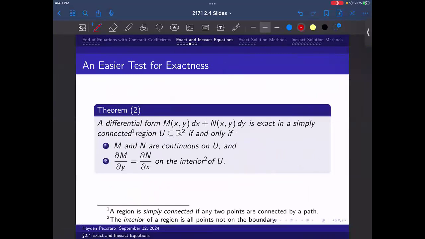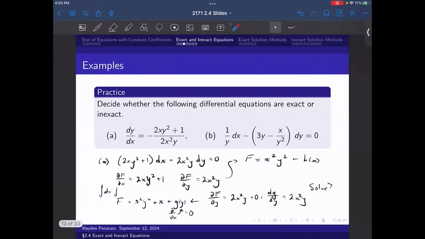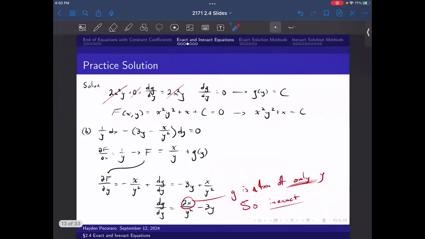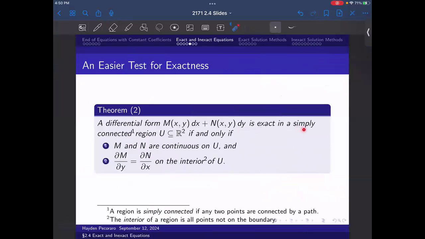I can say, all right, well, if these functions are continuous, and let's go back for a second. This is continuous, this is continuous, this and this are almost everywhere continuous. Just y equals 0 is a problem. And exact in a simply connected region, this just means away from that y equals 0 place. So simply connected means something that looks like that. Something that is not simply connected might look like this.